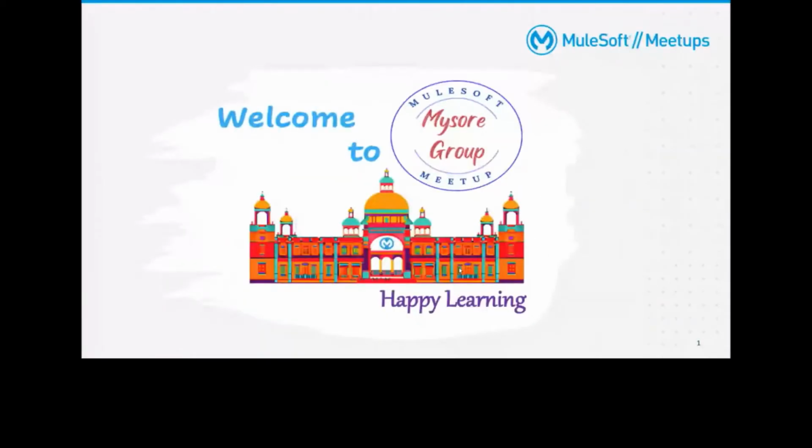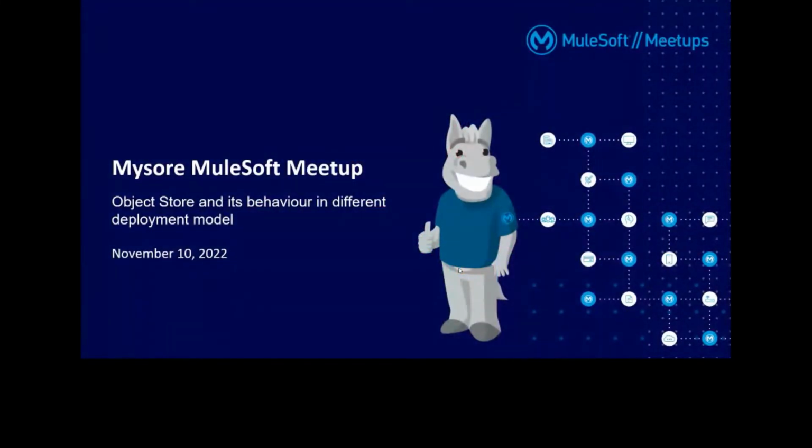Welcome everyone to the MuleSoft Meetup group, Mysore. Today we have the topic object store and its behavior in different deployment models. So we'll see how object store behaves in hybrid, CloudHub, and then on-prem.